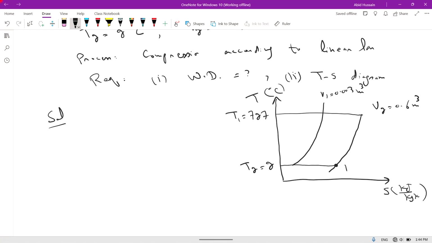So this is the first state, and this is the second state, and this will be a straight line because this is a linear law. Expansion is according to the linear law. This will be a straight line from 1 to 2, and this region will be the heat supplied Q. The area under the curve on the TS diagram is Q.